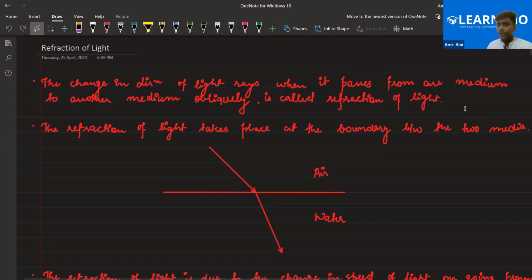It is due to the change of medium. The refraction of light happens due to the change of medium. The refraction of light takes place at the boundary of the two mediums. Suppose this is air and this is water. This is the point at which refraction will occur. It means it is the boundary point of both the two media. Yes or no, everyone? Is this clear?